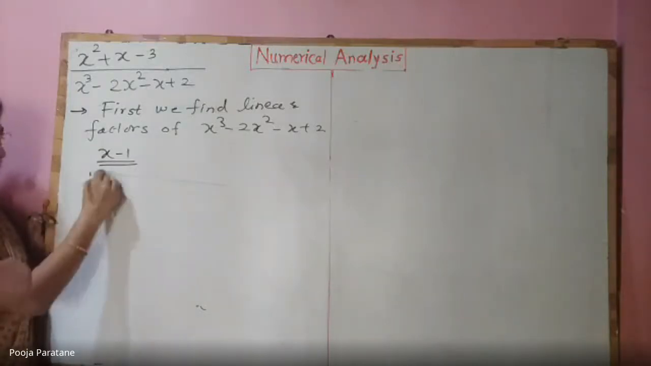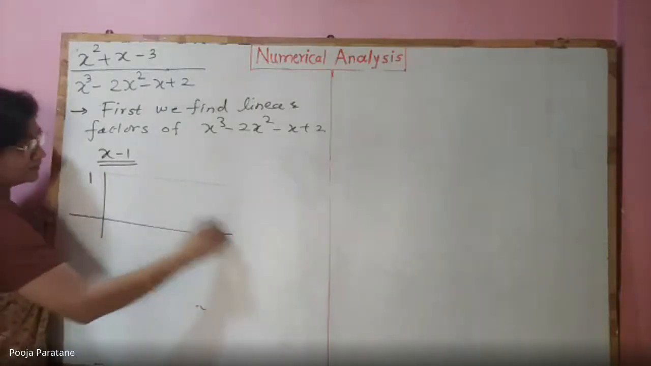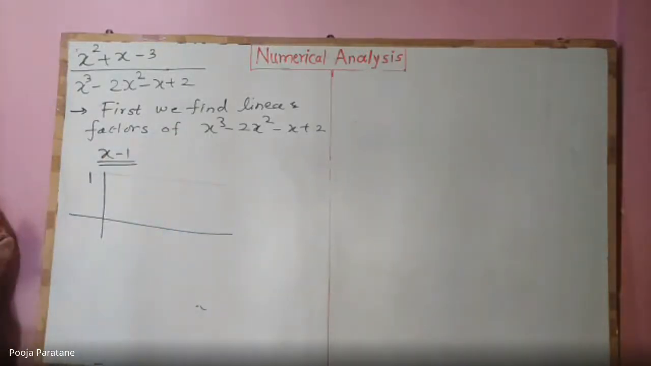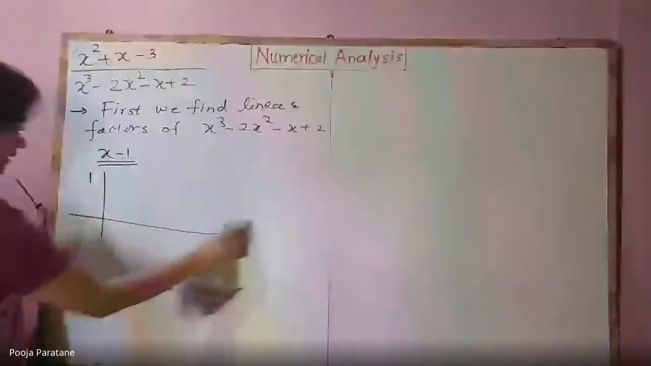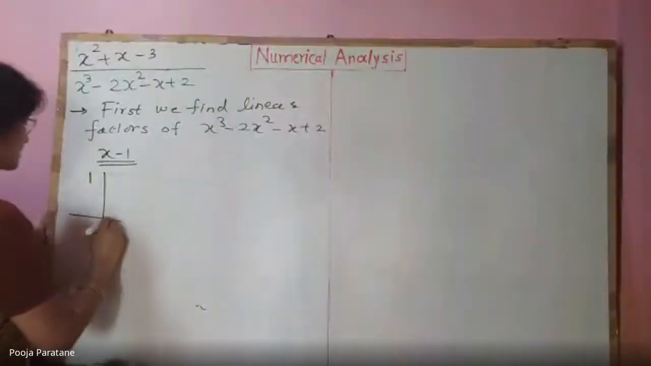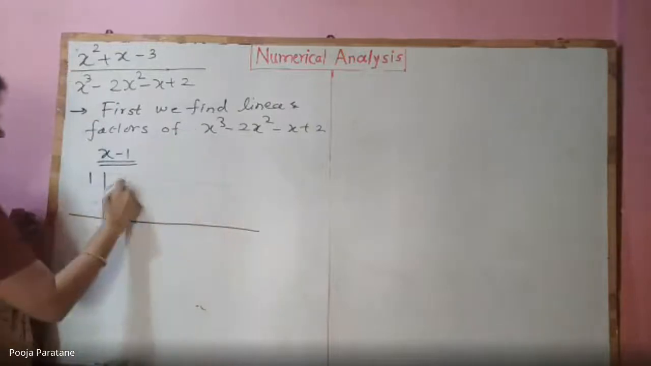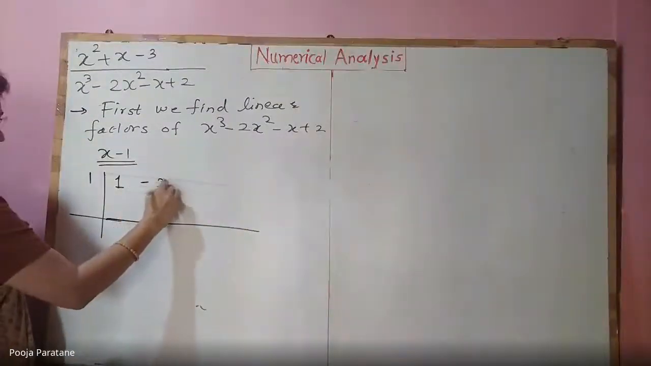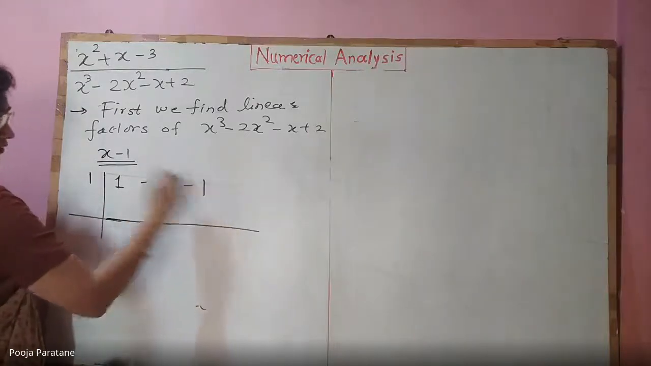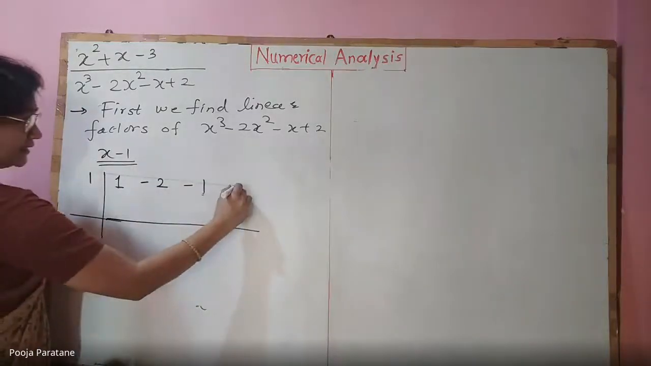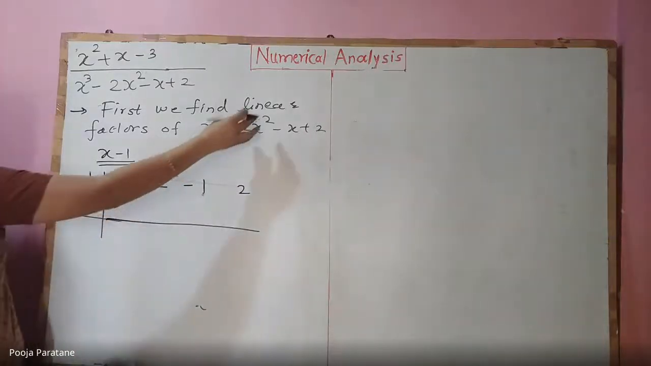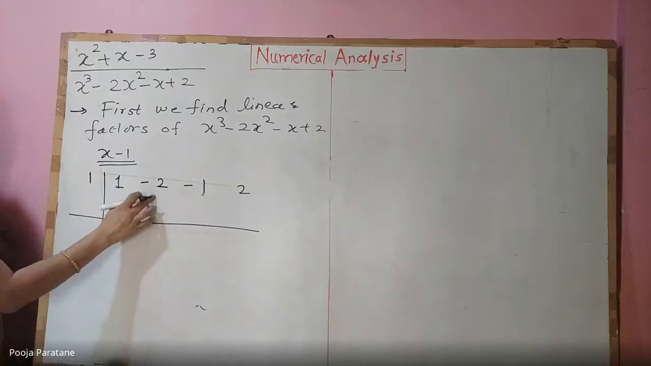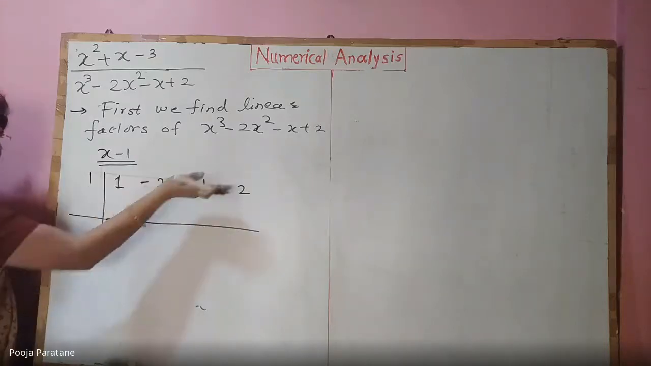So for this we will put x equals 1, and now in the synthetic division we will write all the coefficients of this polynomial in decreasing order of power. So first the maximum: the coefficient of x cube is 1, then the coefficient of x square is -2, then the coefficient of x is -1, and the last term is 2. If any term is absent, then you have to write 0 there. But it is compulsory that all the coefficients in decreasing order must be there.